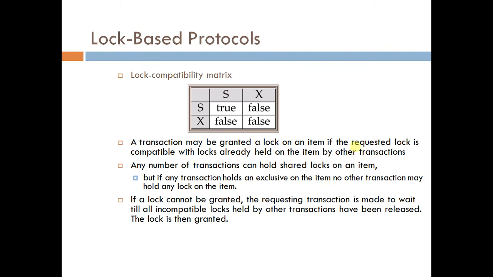Okay. So now you can go through these points, very simple points. What is written? A transaction may be granted a lock if the requested lock is compatible with the locks already held on the item. So any transaction which is having a shared lock can have multiple shared locks.